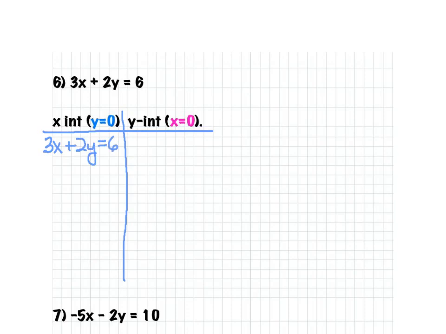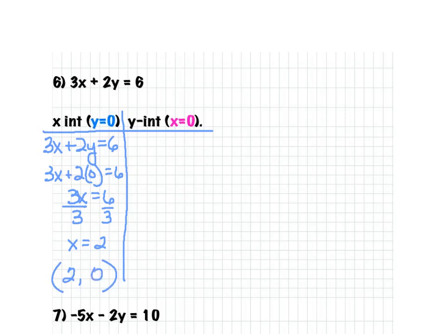To find the x-intercept, remind myself here that y equals 0. So let's substitute 0 for y. 3x plus 2 times 0 equals 6. Let's simplify. 2 times 0 is 0. 3x plus 0 is 3x. So 3x is equal to 6. And to solve for x, I'll divide by 3 on both sides. So I see that x is equal to 2. So where x is 2, y is 0.